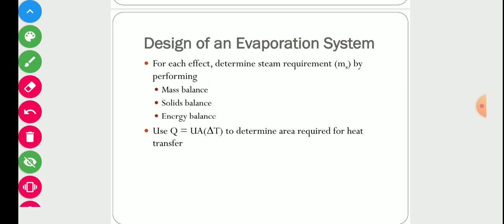For energy balance, we can use the energy balance equation, that is Q equal to UA delta T. Here U is the overall heat transfer coefficient, A is the total area available for heat transfer, and delta T is the temperature difference between the steam and the solution, or the temperature difference between the heating medium and the main solution.